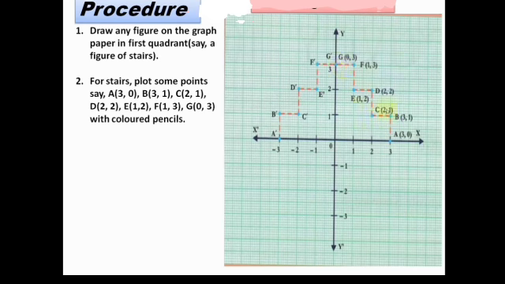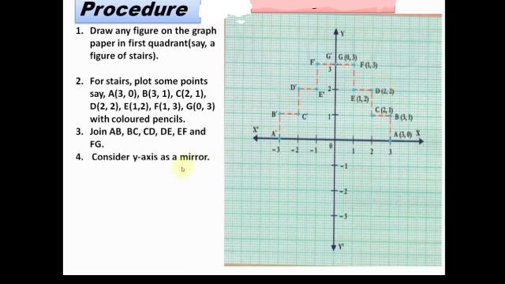For making these staircases, you take these points: A (3, 0), B (3, 1), C (2, 1), D (2, 2), E (1, 2), F (1, 3) and G (0, 3). After that we will join all these points. It means A to B, B to C, C to D, D to E, E to F and F to G, and you will get the stair figure. And consider the y-axis as a mirror.